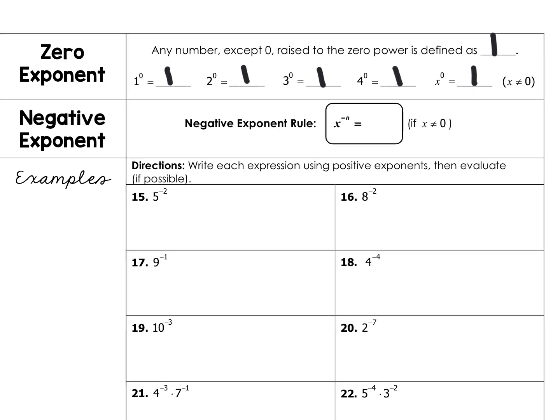And then with a negative exponent, it doesn't make the value negative. What it actually does is it gives you a reciprocal, and it flips your number over to its reciprocal. So if it's x to the negative n, this is the same as 1 over x to the n power.